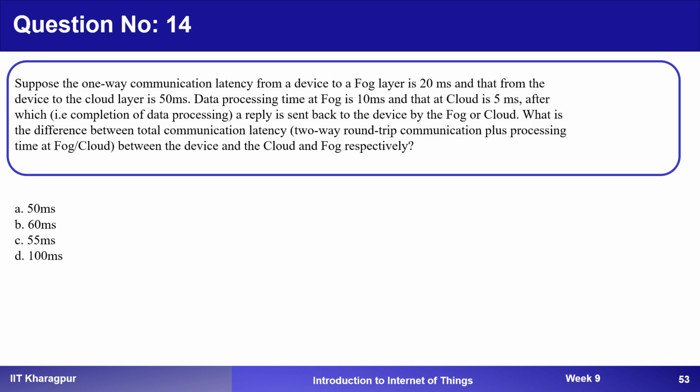Next question is, suppose the one-way communication latency from the device to fog layer is 20 ms, and that from the device to cloud layer is 50 millisecond. The data processing time at the fog is 10 millisecond and at the cloud is 5 millisecond, after which a reply is sent back to the device by the fog or cloud. What is the difference between the total communication latency for both your cloud and your fog respectively? All of you please calculate the difference between the communication latency in case of your fog and in case of your cloud. You have 5 minutes. Please use your copy and pen.